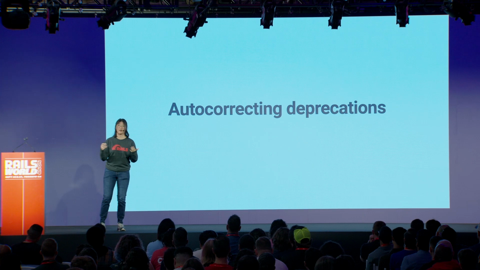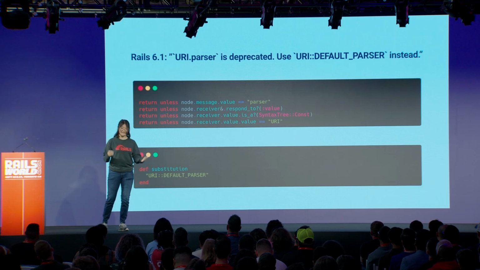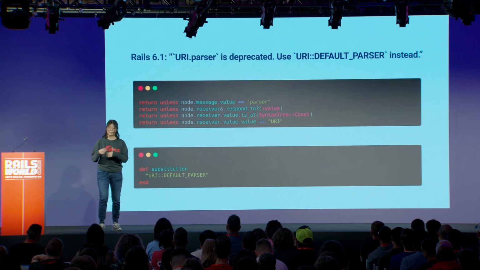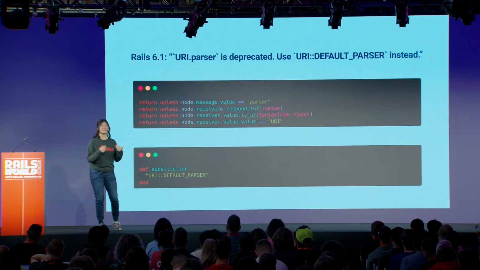One interesting step I like to call out is the auto-correcting deprecation steps. As we saw when we were upgrading a 7.1 app, there were deprecations that could be solved by a simple syntax change or it could be deleted. Instead of wasting developers' time to manually fix them, we can statically auto-correct them. For example, a deprecation from 6.1 to replace URI.parser with URI::DEFAULT_PARSER. We can use the syntax tree to correctly identify if a constant URI is calling parser and replace it with the default parser.